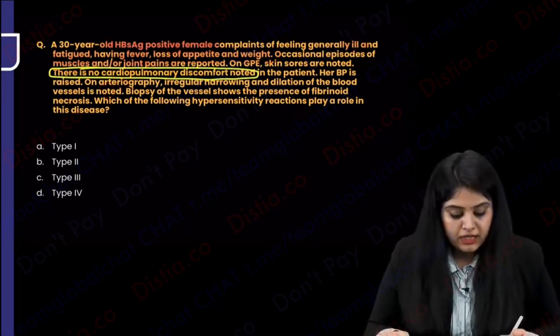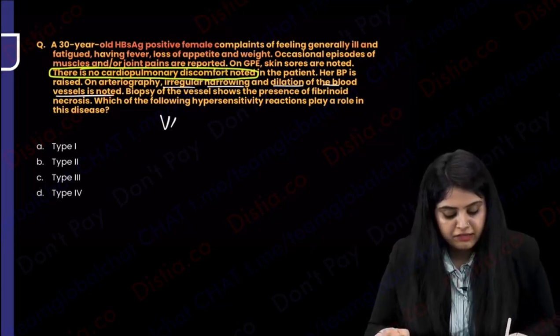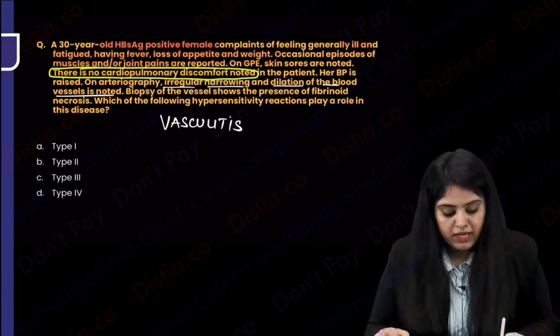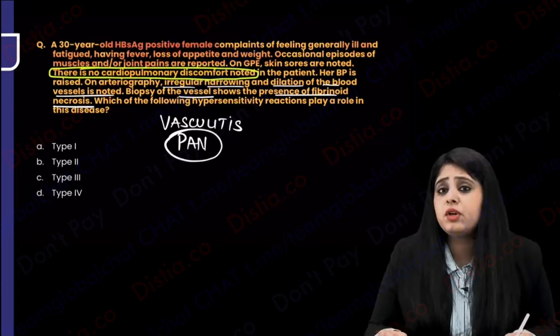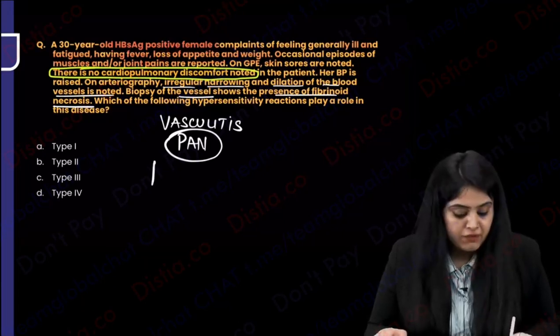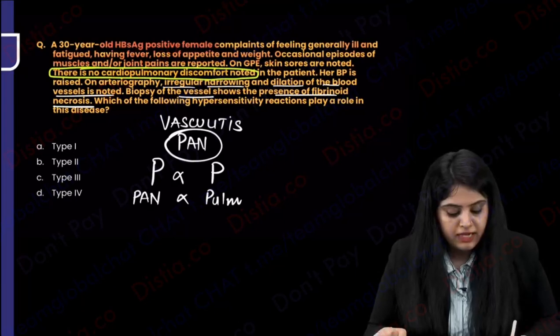They decided to do an arteriography and they found irregular narrowing and dilation of the blood vessels. So definitely this is a kind of vasculitis. And if I remember my pathology well, the vessel is showing fibrinoid necrosis. One thing very commonly showing fibrinoid necrosis is which vasculitis? Polyarteritis nodosa. And we always study P is not for P. Polyarteritis nodosa does not involve the pulmonary system, and that is what they have written.